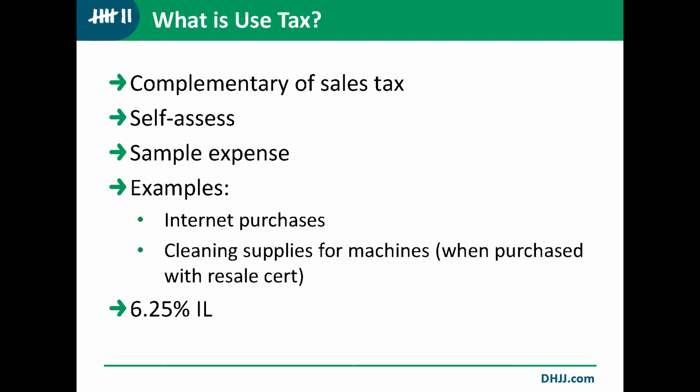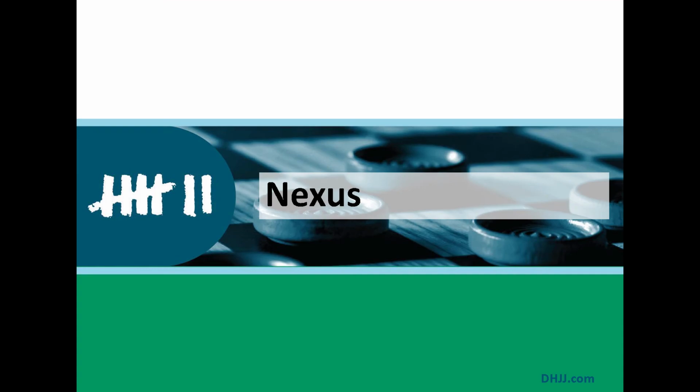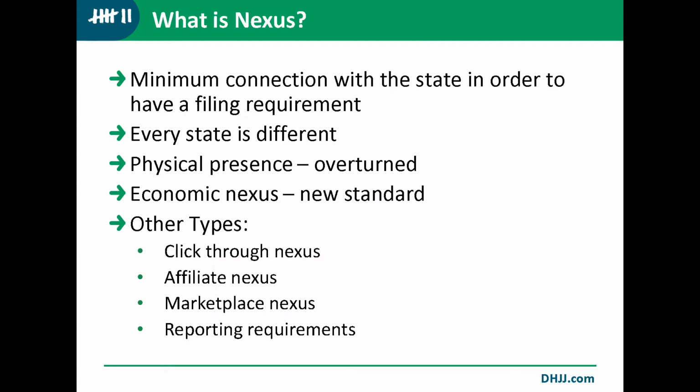So next we're going to jump into what is Nexus. Nexus is the minimum connection with the state that you have for a filing requirement. Every state is different. Also, states can be different for income tax and sales tax. So just because you have Nexus for one doesn't automatically mean you have Nexus for the other. So it's important to understand that when we're talking about Nexus today, we're really focusing on sales tax. Income tax is completely different, and you'll have to view that separately for each state.